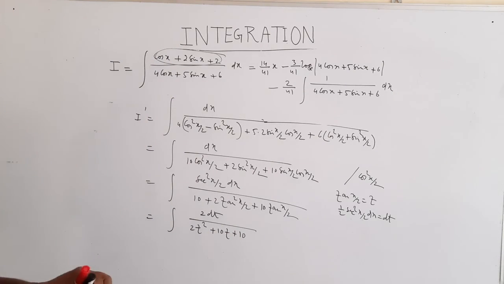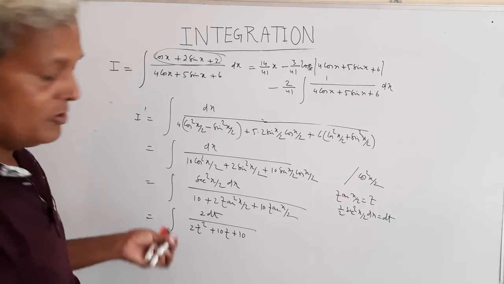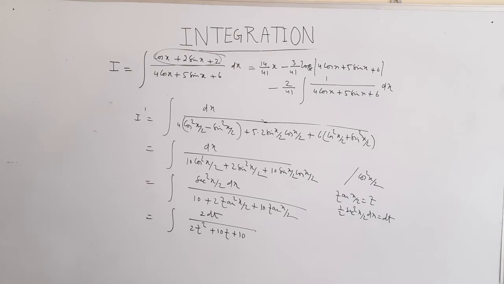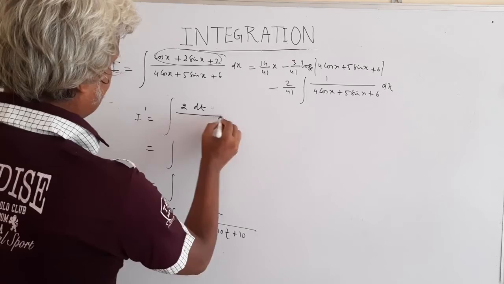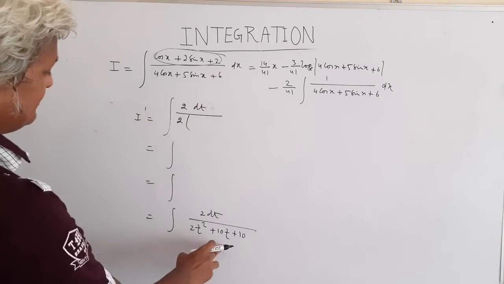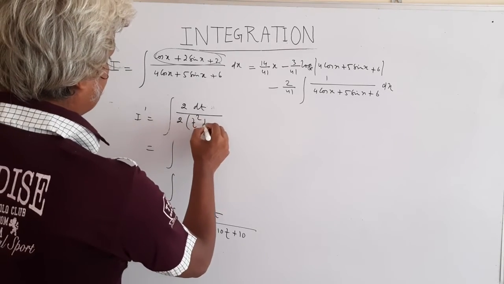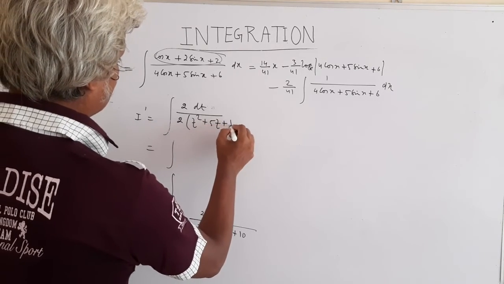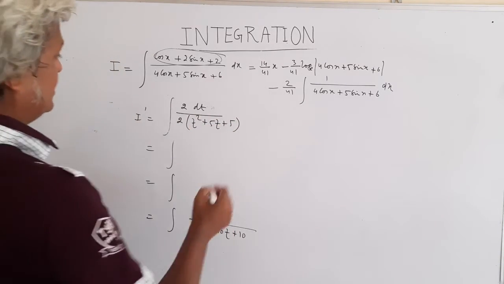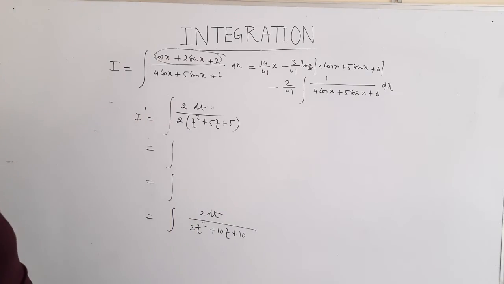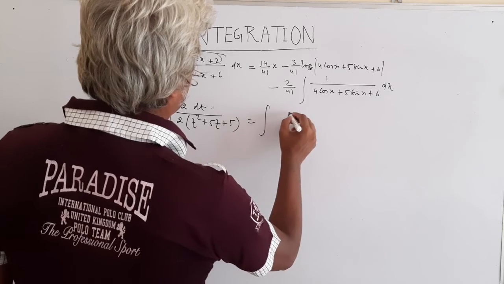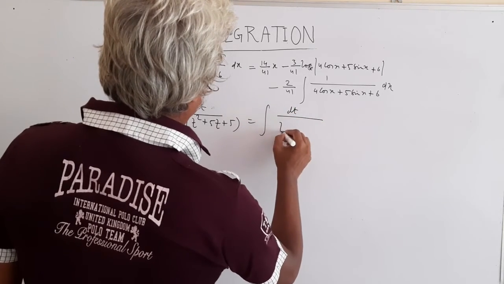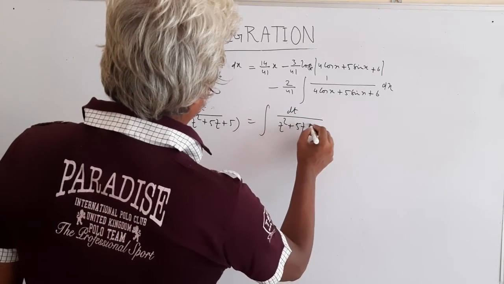Right, now again I need some space, so let me create some space. You can pause the screen and understand better, because this is a very lengthy question. So I take 2 dt here and then I take 2 common from the denominator and arrange them, then I get t square plus 5t plus 5. So this 2 gets cancelled, and then we will have dt over t square plus 5t plus 5.